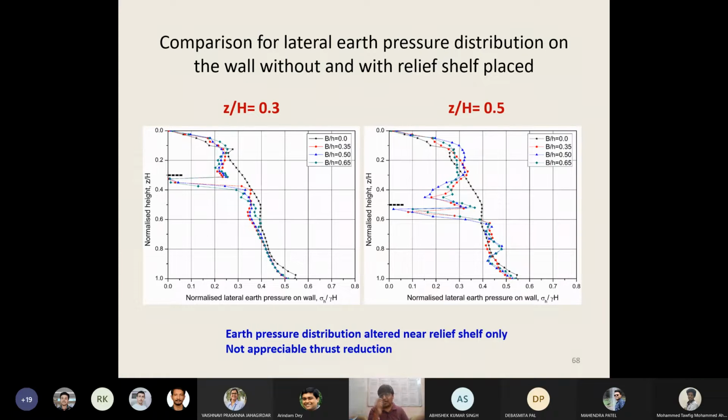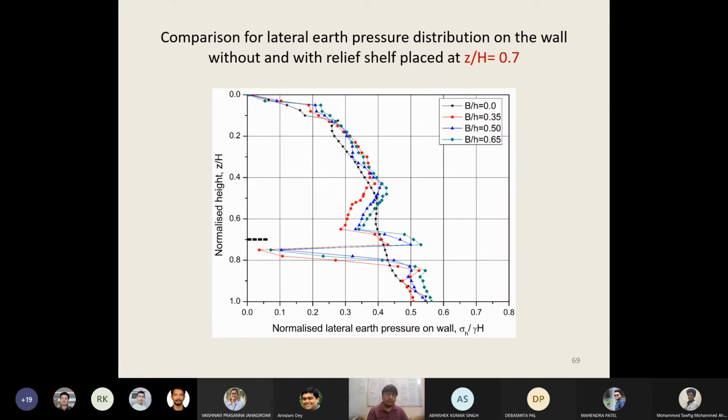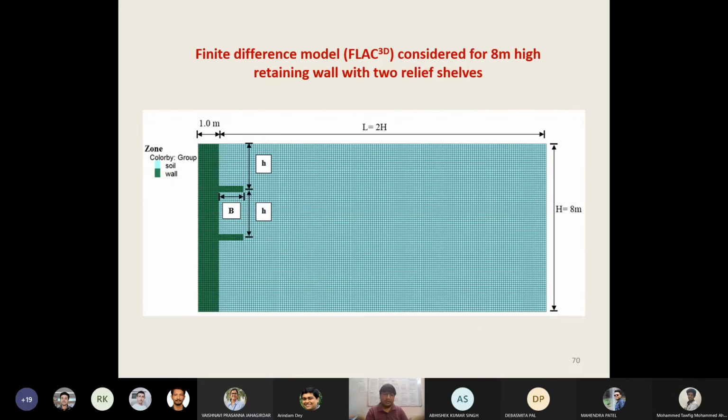So due to this deflection, arching action may also occur over here, and at these positions, this much earth pressure reduction you can witness may be due to the arching only. Okay, so what we noted is that this can hardly alter the earth pressure distribution in other sections except the nearby locations of the relief shelves. So placing a relief shelf at a very bottom location is always not preferable.